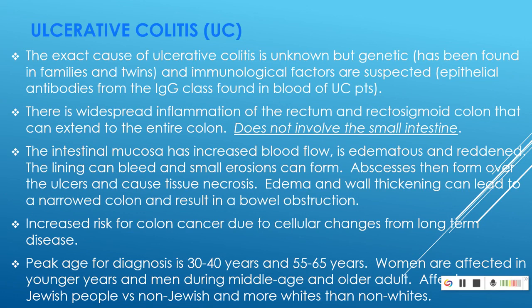You have increased risk for colon cancer due to cellular changes from long-term disease, because what happens in the process? You have an injury, a trauma. We have the inflammation process. Part of that is remodeling of the tissue, so the cells are growing to replace, to heal. Well, if you have to have that process over and over and over again, at some point the cells don't know when to stop proliferating, and they just keep on, and they become uncontrolled proliferating cells, and that's how it leads to the cancer.